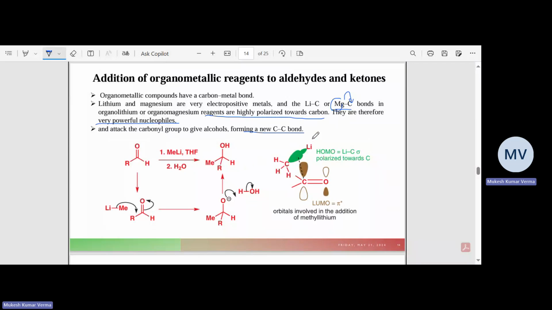As we can see in this figure, when carbon and lithium bond, there is more electron density on the carbon side. It means that carbon is electron rich and lithium is electron deficient. The electron rich carbon then attacks the carbonyl carbon to generate the oxygen negative charge, which reacts with water to form the required alcohol. But the main thing is this: the reaction takes place in 2 steps. First is methyl lithium in THF. Second step is the H2O.